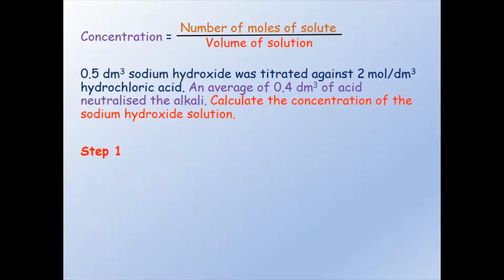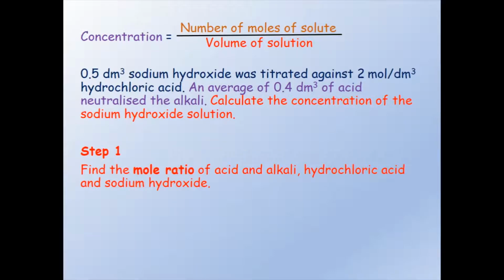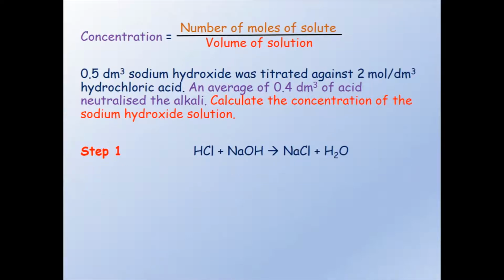Step 1. Find the mole ratio of acid and alkali, so hydrochloric acid and sodium hydroxide. To find the mole ratio, we need the balanced equation. Here we have the balanced equation. It's HCl for hydrochloric acid plus NaOH for sodium hydroxide reacts to NaCl for sodium chloride and H2O for water.